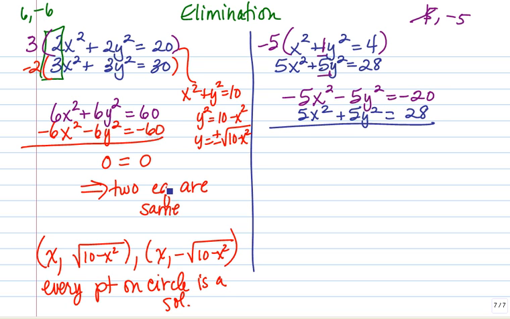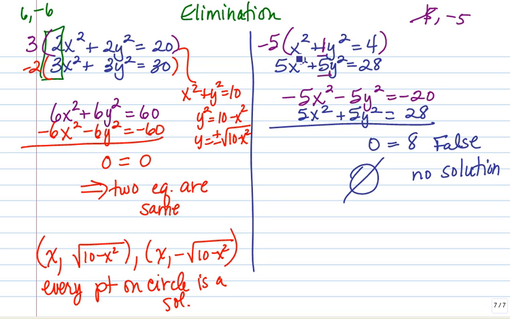Now when we add the two equations together, again, notice what happens. The x's and the y's are eliminated, so we get 0 is equal to 8. But this time that is a contradiction, a false statement. So there is no solution. That means that the two graphs would never intersect.